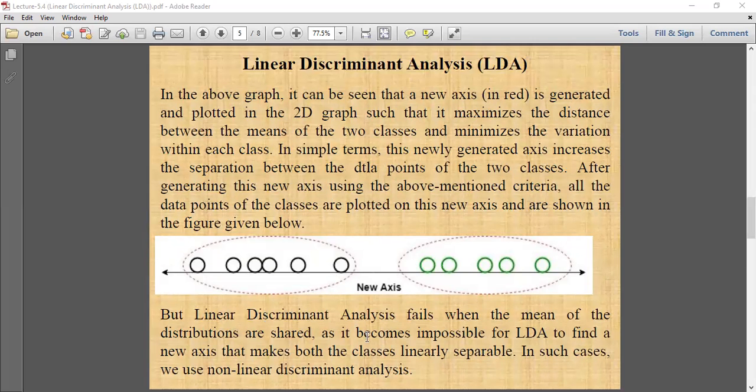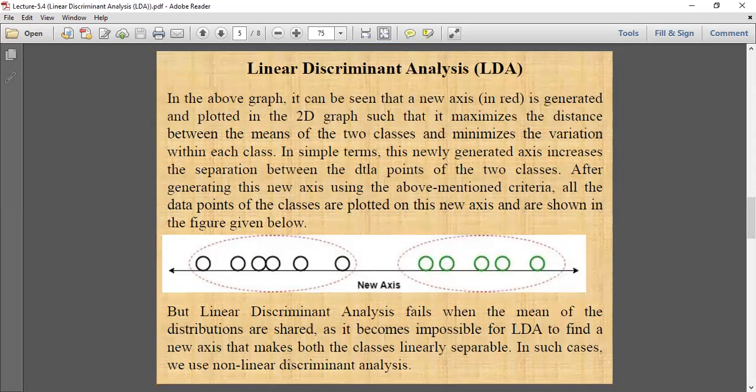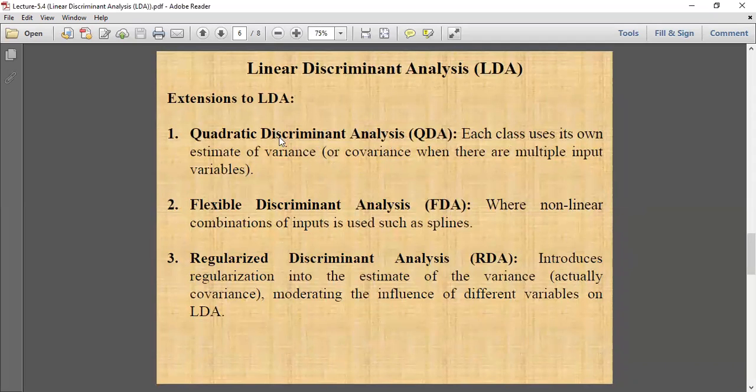But linear discriminant analysis fails when the means of the distributions are shared, as it becomes impossible for LDA to find a new axis that makes both the classes linearly separable. In such cases, we use non-linear discriminant analysis. Extensions of LDA include, first, quadratic discriminant analysis, QDA.